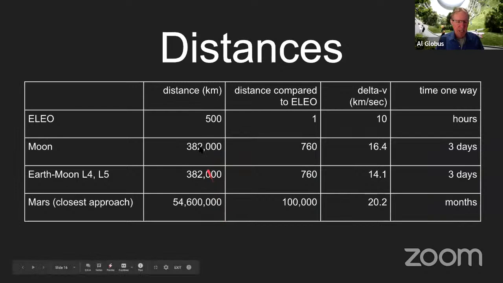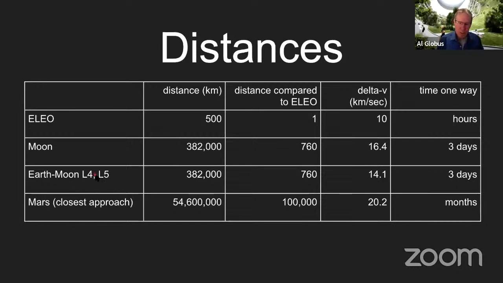Distance. Equatorial low Earth orbit, which is what we're going to be talking about, is 500 to 600 kilometers away. It's very close. The Moon is 382,000 kilometers away. That varies a little bit, okay? But that's basically 760 times further than ELEO, Equatorial low Earth orbit. I mean, that's enormous. And then if you look at the Earth Moon L4 and L5, if you remember, that's where we put the Stanford torus so that it would stay in the same place relative to the Moon and Earth.